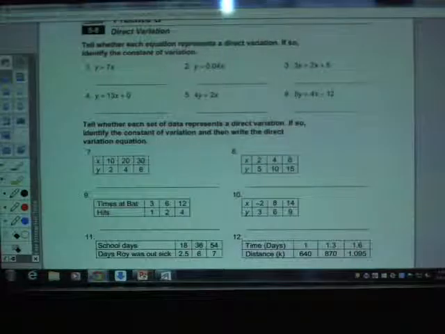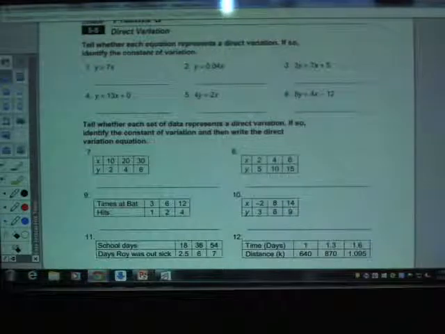Chapter 5, Section 8 in the 7th grade workbook is entitled Direct Variation. What is direct variation? In direct variation, we have two values increasing at the exact same rate.